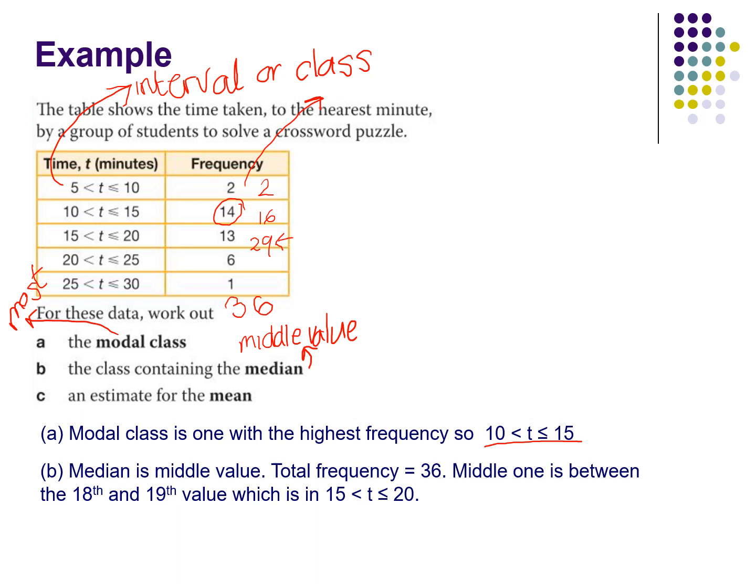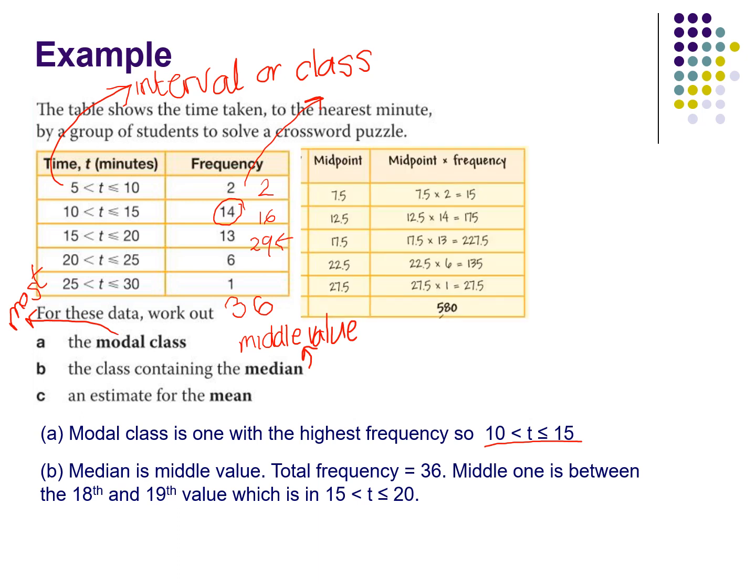So to get an estimate for the mean, what we do is we assume that those values are right in the middle of that interval. So when we're calculating the mean, what we're going to do first is we're going to identify what the midpoints are of each of the intervals. So the midpoint of the first one is going to be 7.5, second one 12.5, third one 17.5, etc. And then we're going to assume that the values that are in that interval are all at that midpoint value.